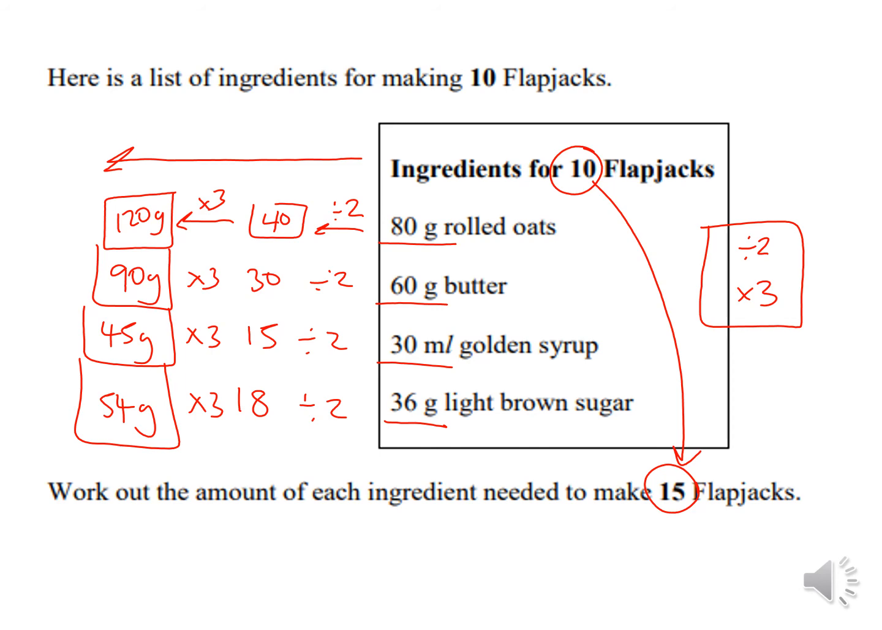So to summarize, students, you need to think about what you need to do to 10 to turn it into 15. Okay? So you look at the two numbers, 10 and 15, and you think, how can I divide it or times it to make it into 15? And whatever you did to those numbers, so in this case I divide by 2 and times by 3, you've got to do the same thing to each ingredient. 80, divide by 2 times by 3. 60, divide by 2 times by 3. 30, and so on.